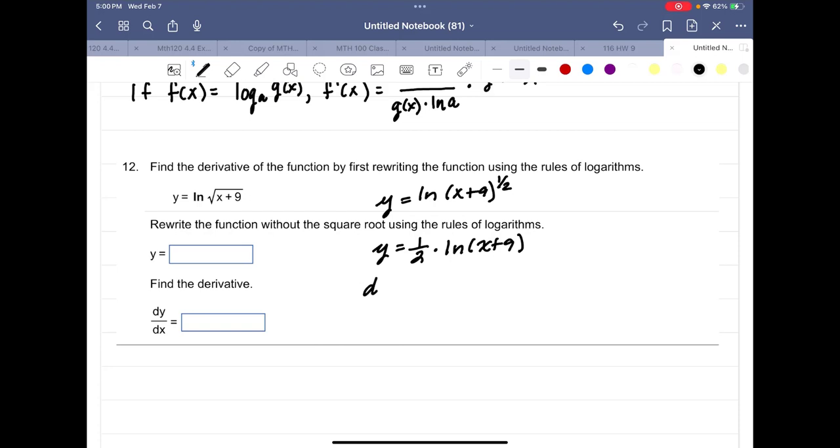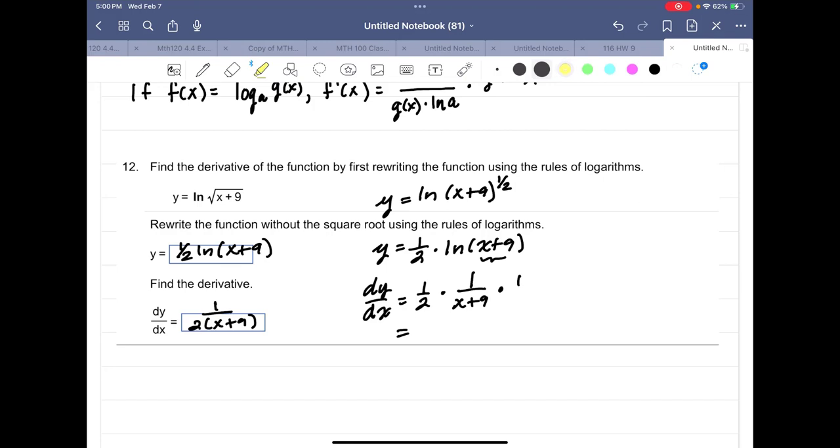And then when you do the derivative of y with respect to x, it's just the constant 1/2 times 1 over the internal function of the log times the derivative of that, which is 1. So it's 1 over 2 times x plus 9. And for this first answer, they want 1/2 natural log of x plus 9. They want you to acknowledge that a power of a log can come down as a product.